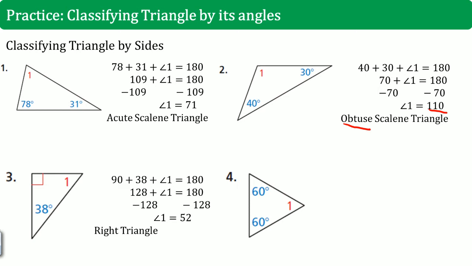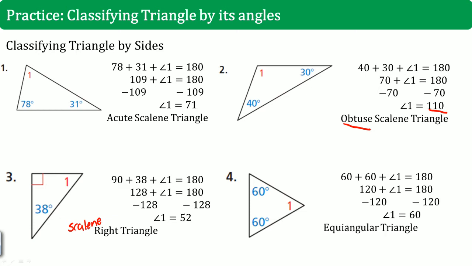You could also write scalene right triangle if you want, but most of the time we consider just a right triangle. Number four, set up the equation. Once we solve for it, we know that angle 1 is equal to 60 degrees. We saw this is unique because all the inside angles are the same at 60 degrees, so therefore the sides are also congruent. We consider this an equilateral triangle.